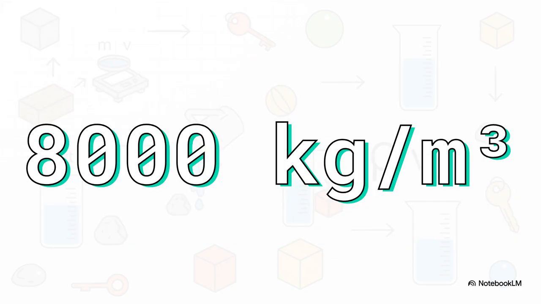And you can see how the numbers play out right here. Let's say we measured the mass, and it was 0.08 kilograms. And then, using our displacement method, we found the volume was 0.00001 cubic meters. You just divide the mass by the volume, and you get a density of 8,000 kilograms per cubic meter. It's the exact same math, just a different way of finding the volume.